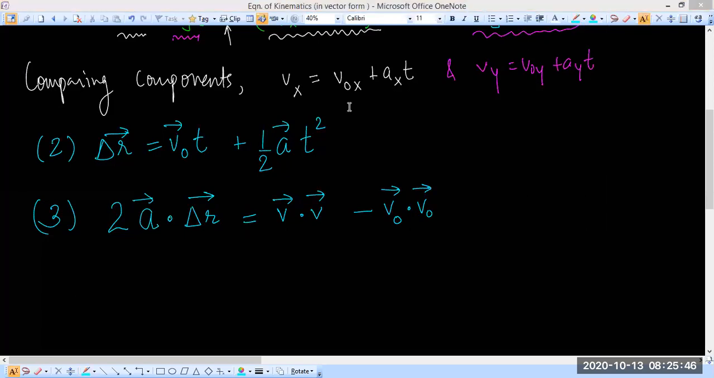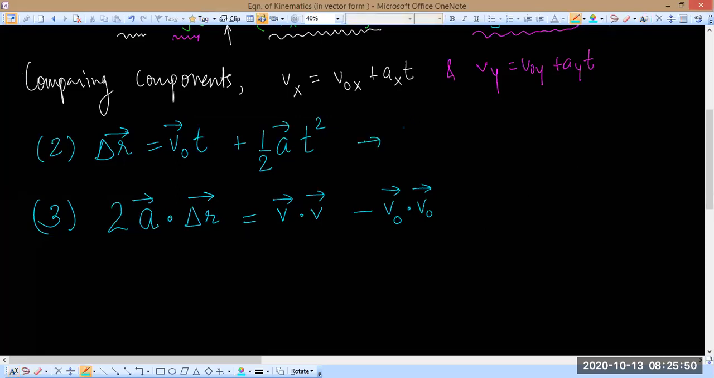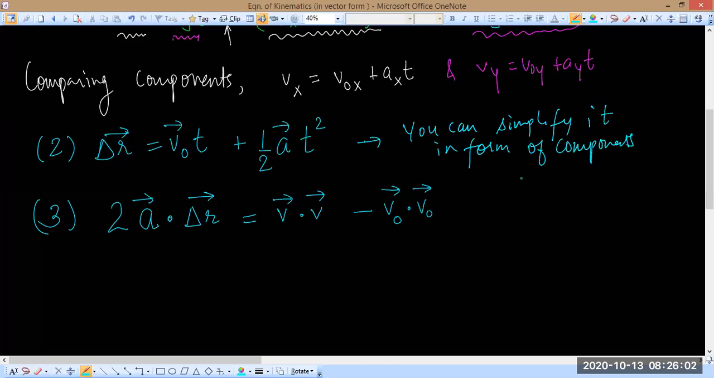Nandini, if you want, you can simplify it. You can simplify it in form of components. Okay, but that is for you to do, right? I am not going to write it. If you want, you can do it. I don't mind.